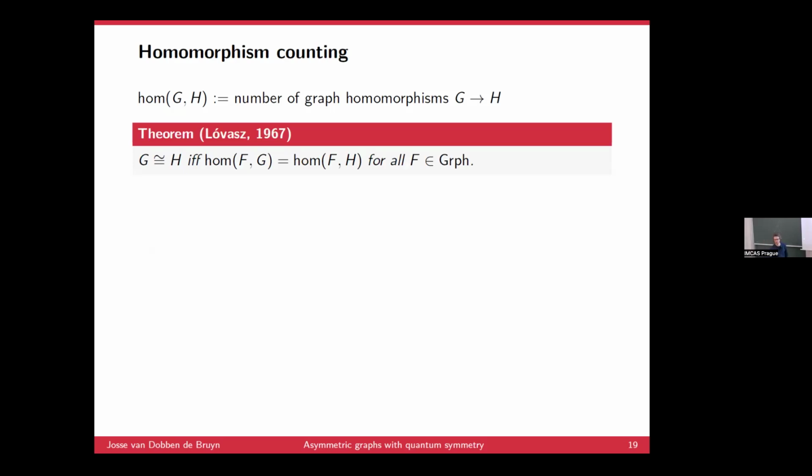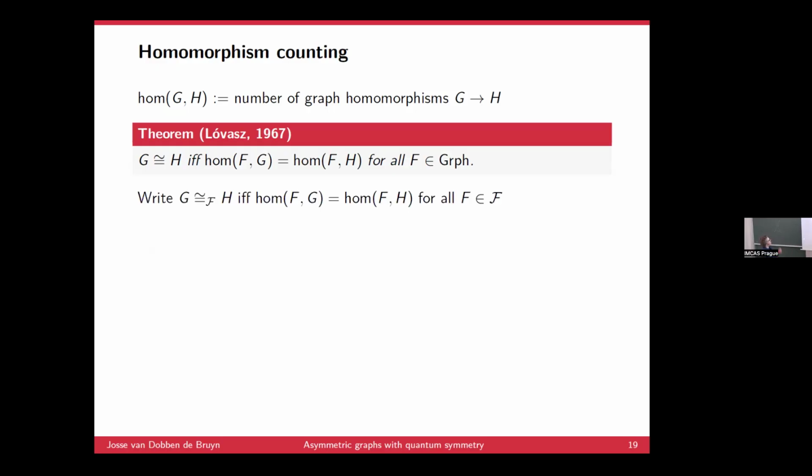And the classical theorem of Lovász is that two graphs G and H are isomorphic if and only if for every graph F, the number of homomorphisms from F to G is equal to the number of homomorphisms from F to H. This is not a trivial theorem, even though if you look in the textbook, the proof is very short.